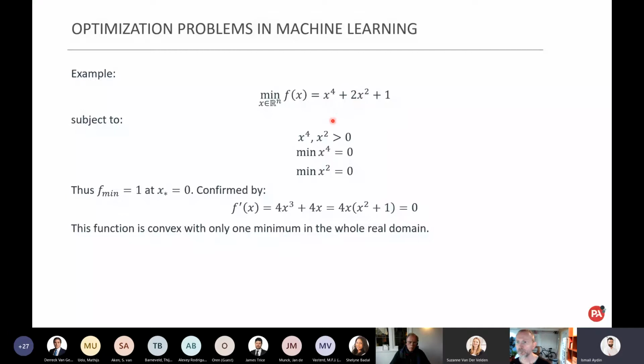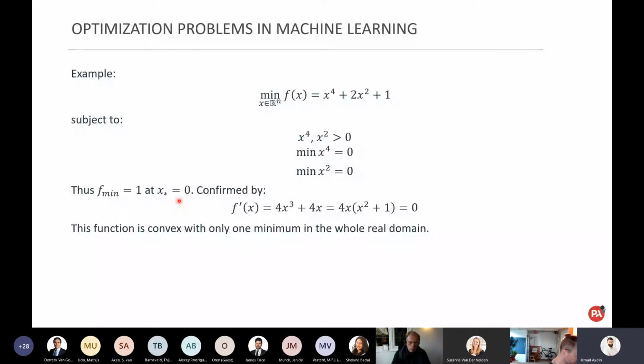Now, this function can be subject to this inequality constraint and these two equality constraints, like the x values have to be positive, and the minimum has to be 0. So if we apply this constraint to this objective function, we will find a solution that says the minimum function is 1 at value 0. But this is the most simple form of an optimization problem and its solution.